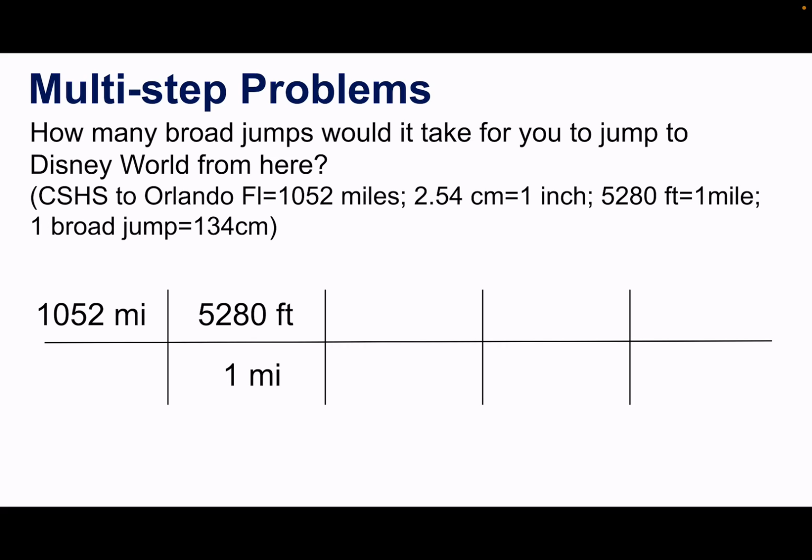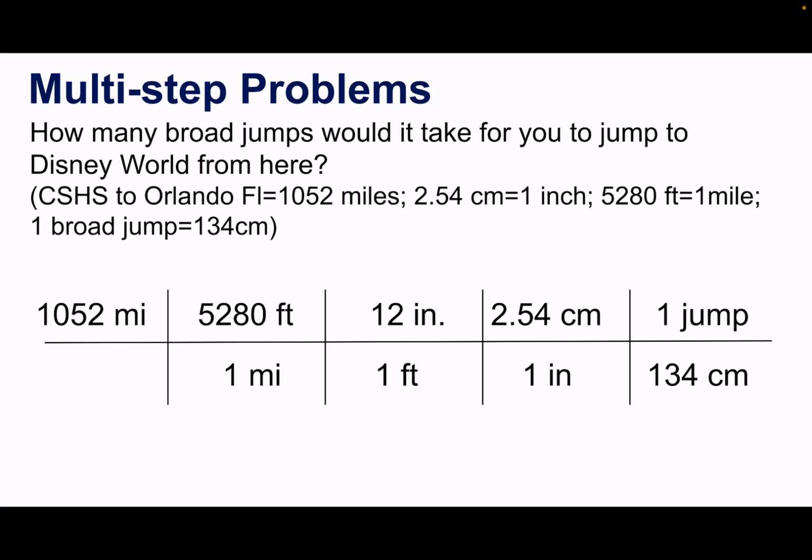The next thing I have is inches to centimeters, but I don't have the conversion from feet to inches. Well, we didn't give it to you because we expect you to know that in 1 foot, there's 12 inches. Some things we may not give you because we expect you to know those things. 1 inch is 2.54 centimeters. And then, on average, 134 centimeters is 1 broad jump.